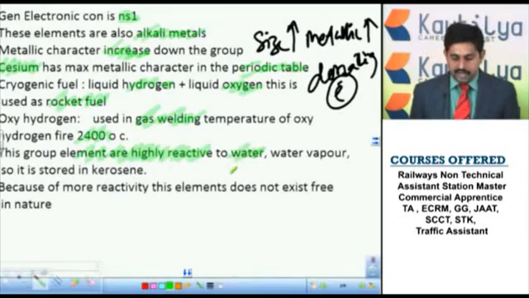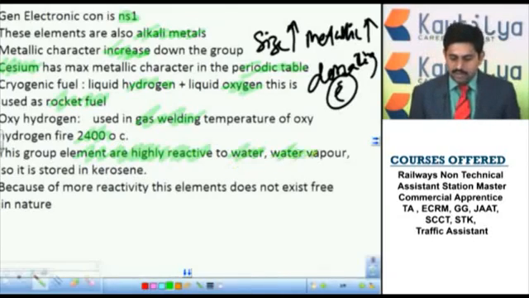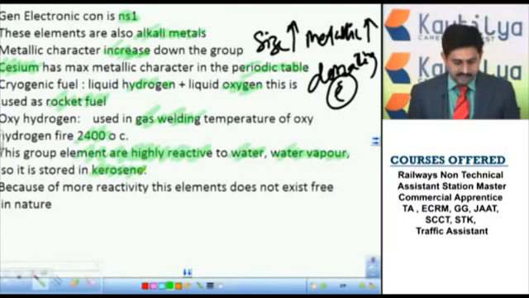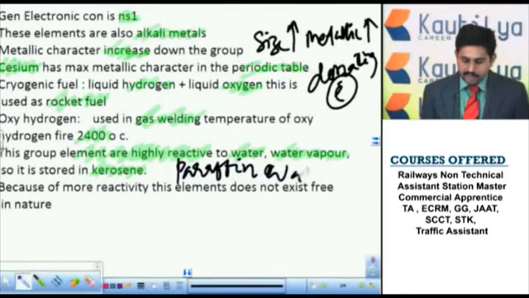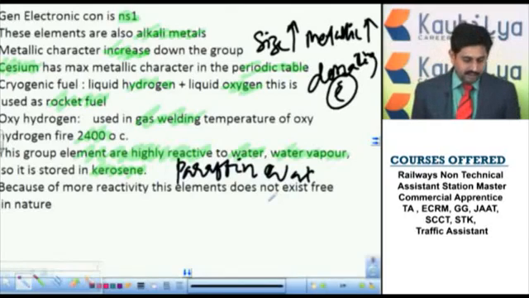These are highly reactive. Because of this high reactivity, they are not kept in the outer atmosphere or stored in water. Instead, they are stored in kerosene or paraffin waxes, where we can reduce the reactivity of these alkali metals.